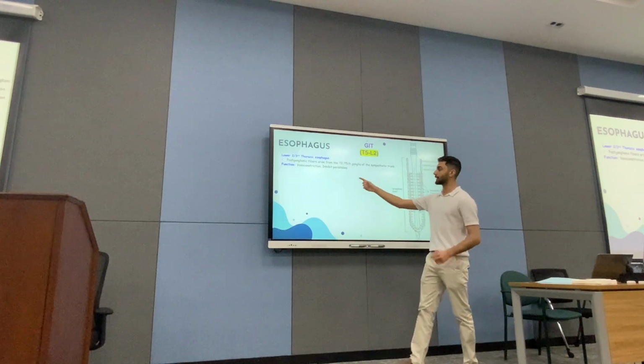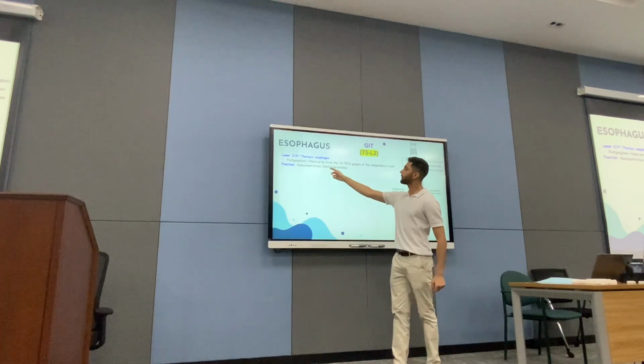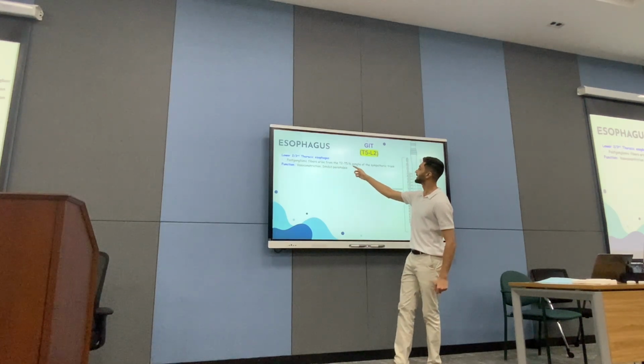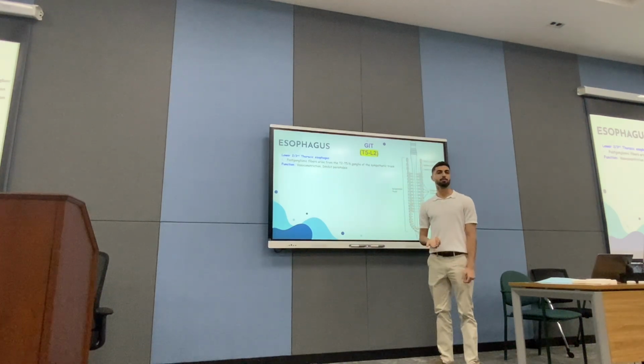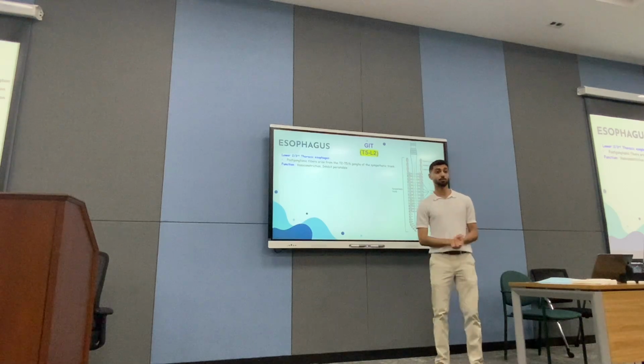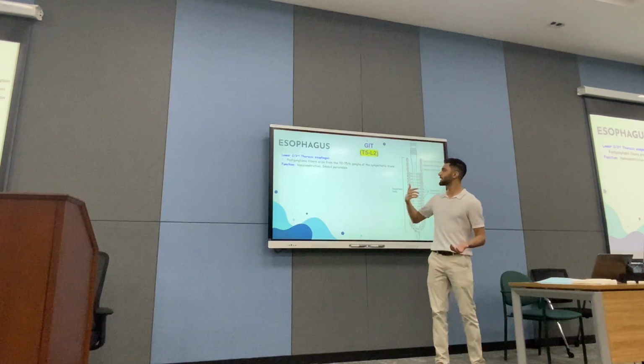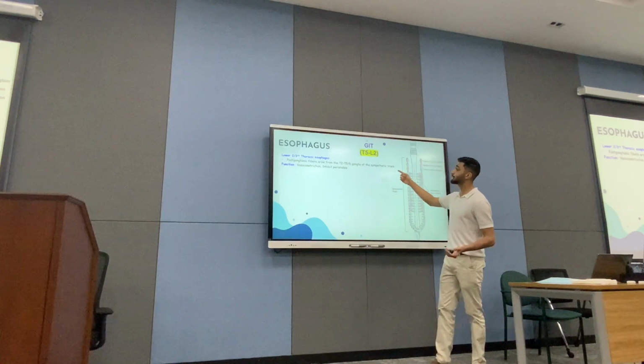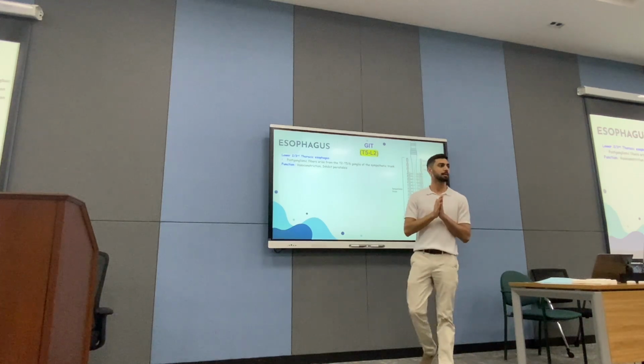What is written right here? Postganglionic fibers arise from the T2 to T5 ganglia of the sympathetic trunk. Didn't we just say T5 to L2? So it doesn't make sense. Can someone explain?